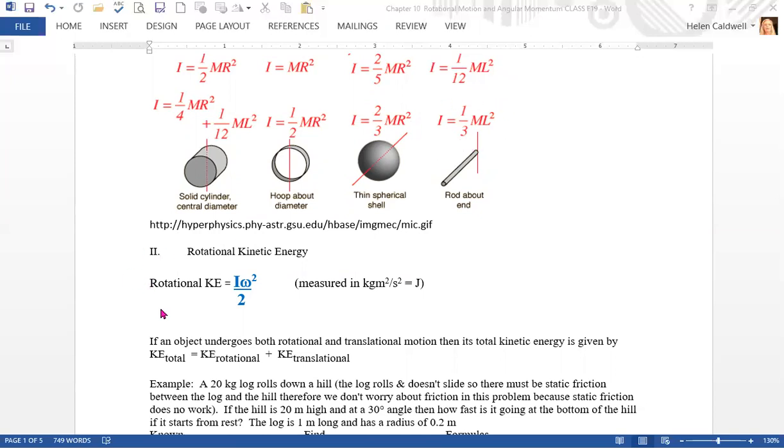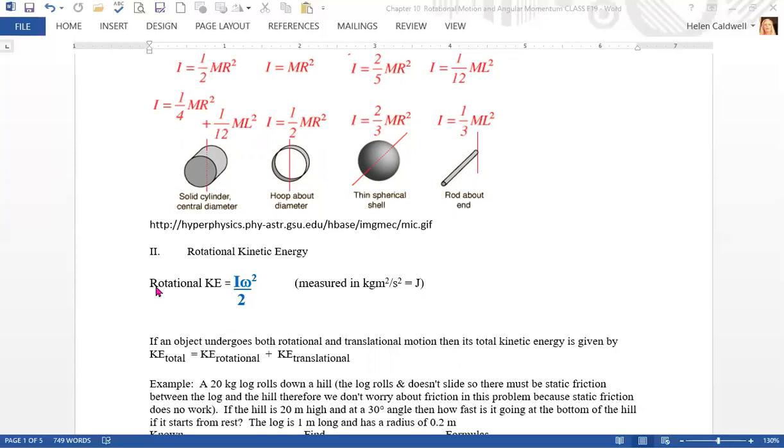So the rotational kinetic energy, remember that kinetic energy is mv squared divided by 2. For rotational kinetic energy, instead of mass, we have I, because moment of inertia replaces mass in our angular equations. And instead of v squared, we have omega squared, because omega is the angular equivalent of velocity. So rotational kinetic energy is I omega squared divided by 2. And it is measured in joules. Energy is measured in joules, even if it's rotational energy.